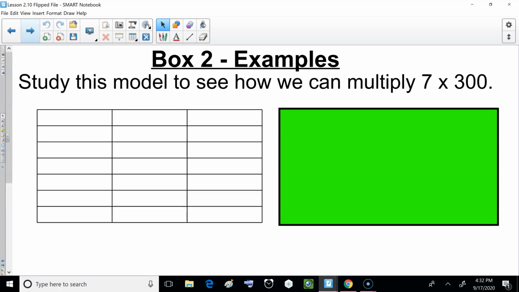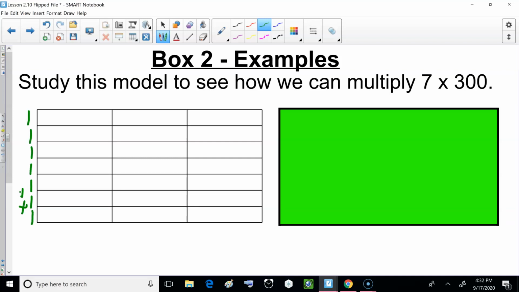So if we study this model first, how can we multiply 7 times 300? Well, we've seen these before. We're thinking like, all right, so what does this really look like? Well, in a sense, we know that 7 can be a bunch of these ones added together right here. We'd be adding all these ones up along the side to get 7. And how will we break 300 apart? Well, we break it into groups of hundreds. So we would have 300. So that's what it would look like.